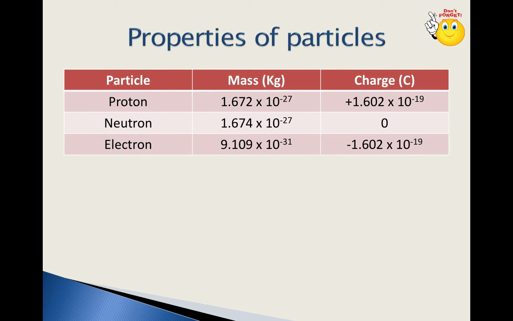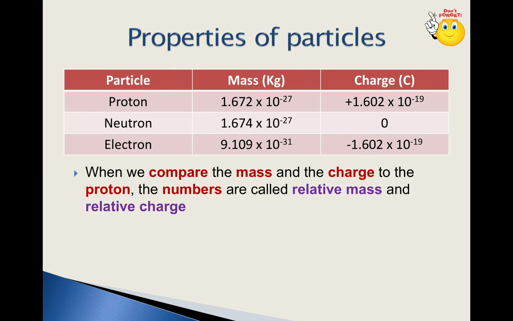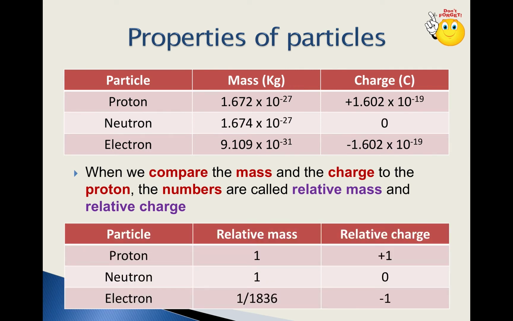You don't have to learn these numbers for the exam, but it's useful to have an idea of what the actual mass of the proton, neutron, electron is. And this data will be provided for you in the examination if you need to use it. When we compare the mass and the charge, we can get some numbers called the relative mass and the relative charge. This is a table that you've probably seen more at GCSE, and it compares the proton, neutron and electron and their masses and their charge.